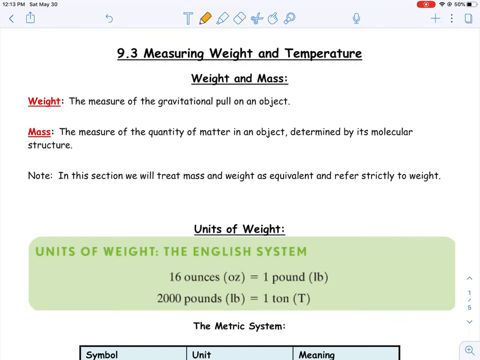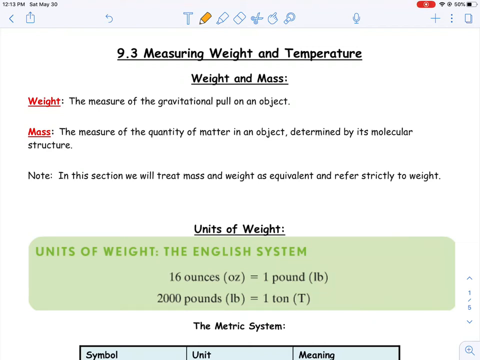Before we get started, weight is technically the measure of the gravitational pull of an object. So actually, your weight would be different here on Earth than your weight on the moon because of the gravity difference, right? Where mass is actually the quantity of matter in an object. And so your mass would never change whether you're here on Earth or at the moon.